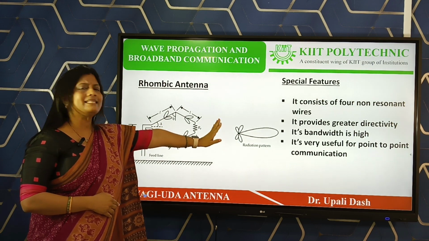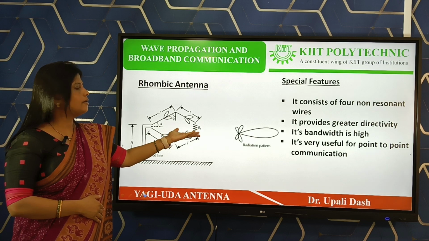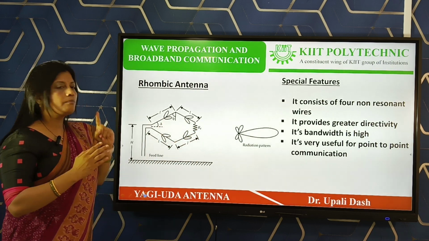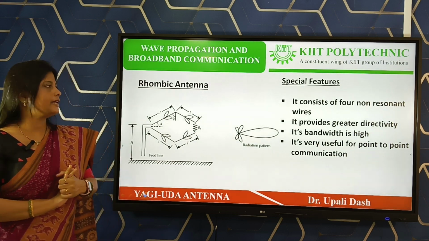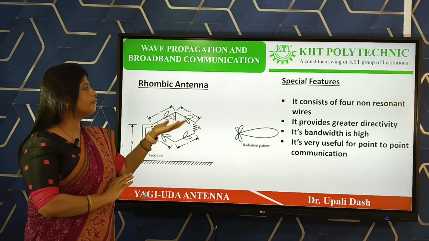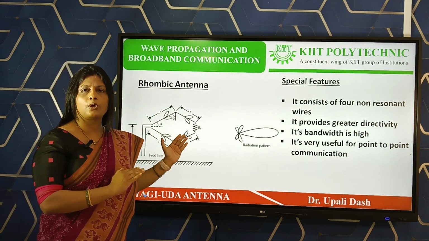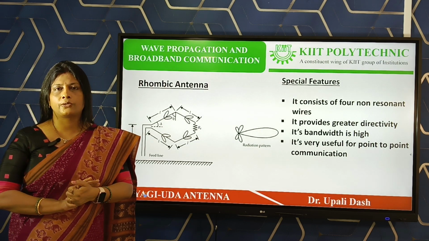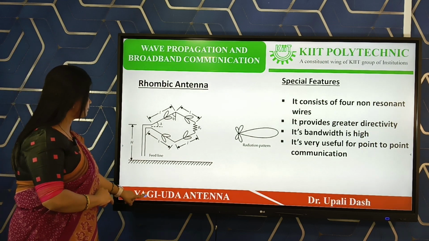So the resultant directivity is the same as the Yagi-Uda antenna as we have seen in the last slides. The rhombic antenna structure has the same directivity, but with very good points. Many number of good points are there. That is, it has greater directivity. Bandwidth is very high as compared to the last Yagi-Uda antenna, and it is very useful for point-to-point communication. That was not there in the earlier antenna design.